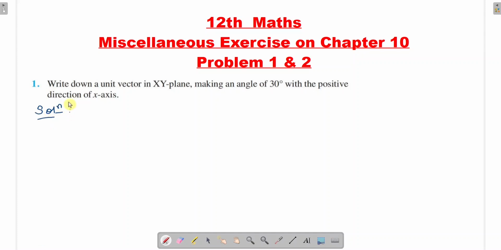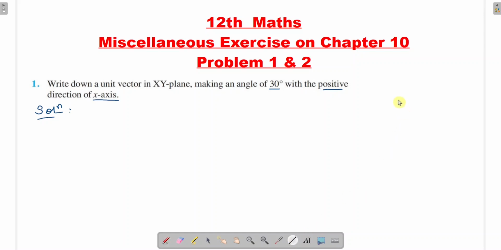Solution. So what is given here? What is asked is a unit vector in the xy plane. You have to write down a unit vector in the xy plane making an angle of 30 degrees with the positive direction of x axis.